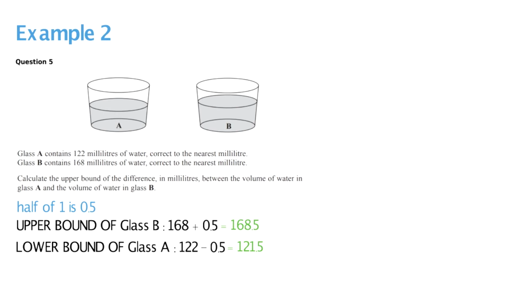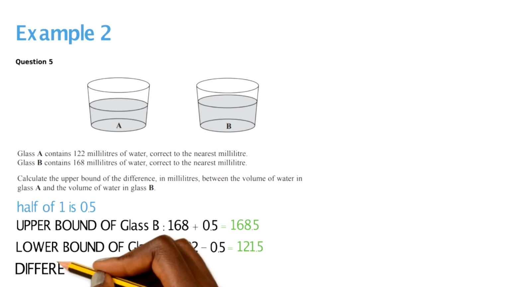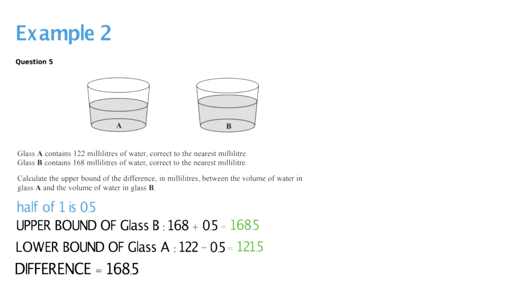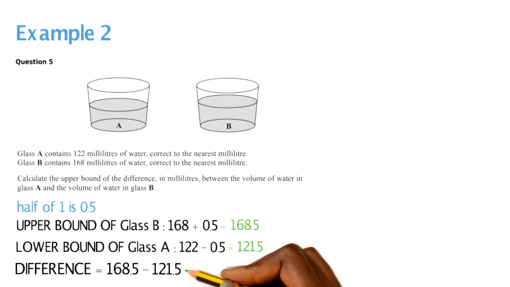Okay, so now we've worked out the upper bound and lower bound. Because we're working out the upper bound of the difference, that's why we worked out the upper bound of B and the lower bound of A, because that's going to give you a really big difference. Difference means take away. You take those values away from each other, and you'll be left with an answer of 47.